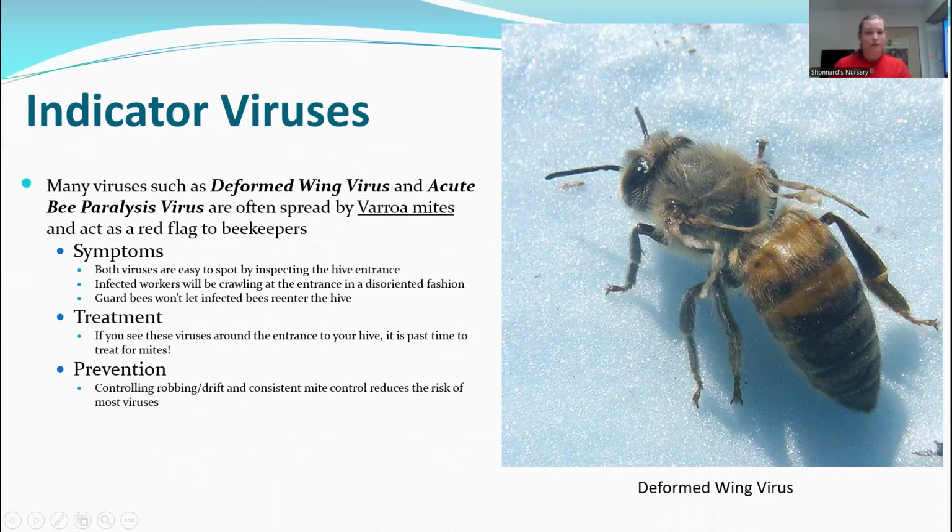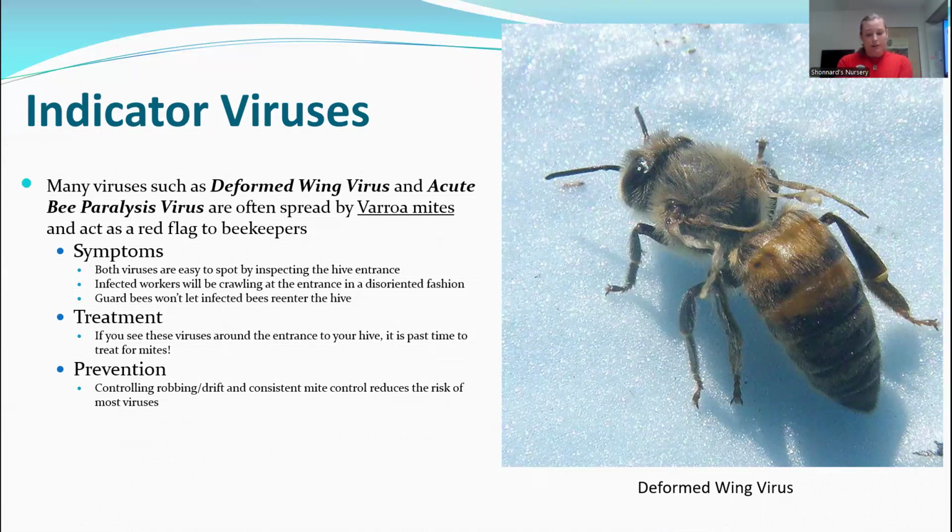Indicator viruses like deformed wing virus and acute bee paralysis virus are spread by varroa mites, and they are a red flag to beekeepers. This is another thing that you can look at before you even get into your colony. Hygienic workers are going to be kicking these bees out of the colony. They're of no use to the colony. They can't fly. You'll see deformed wing virus right at the entrance.